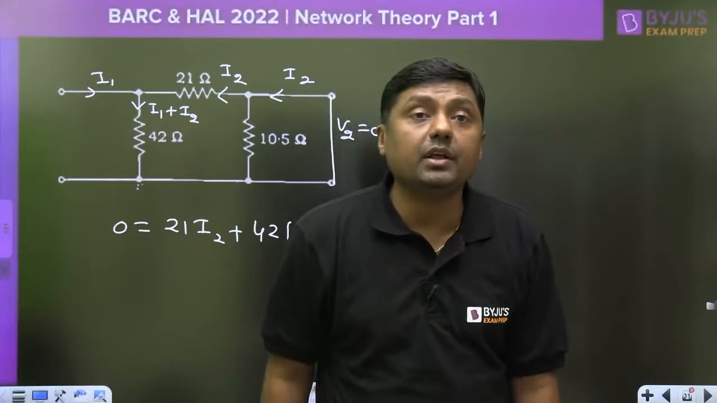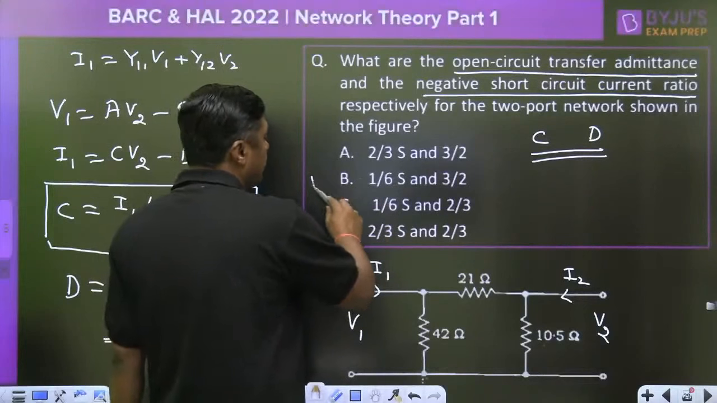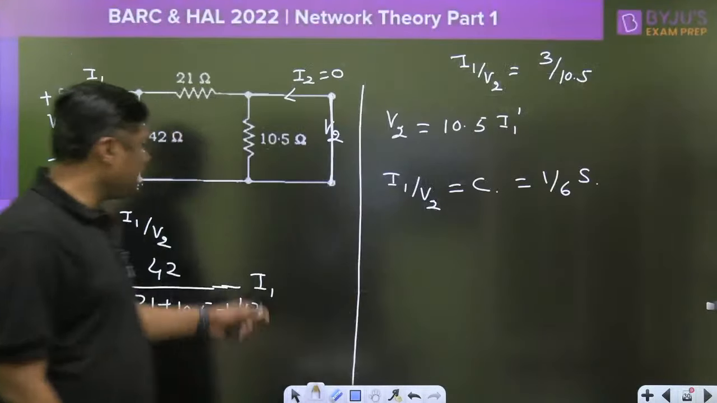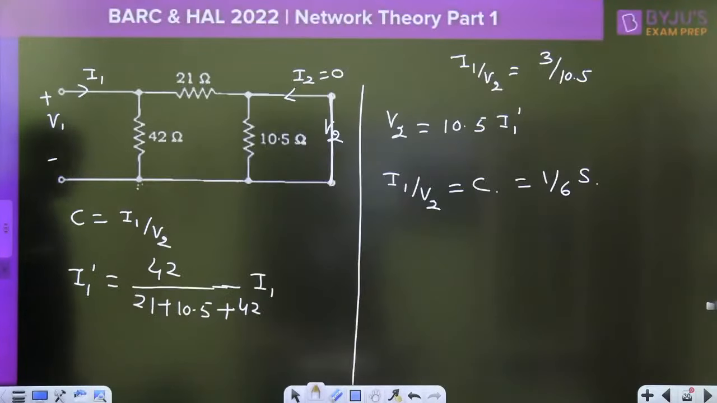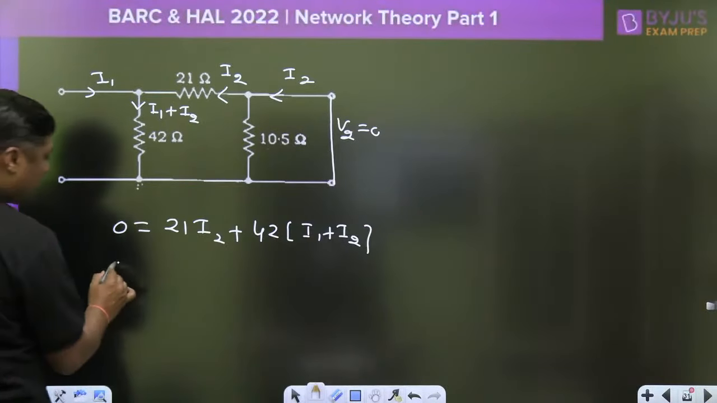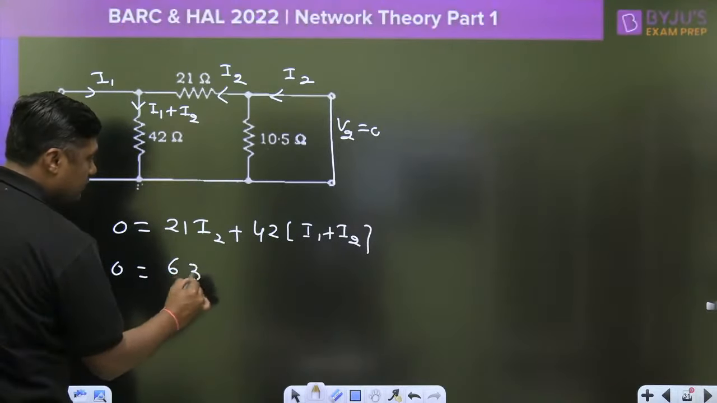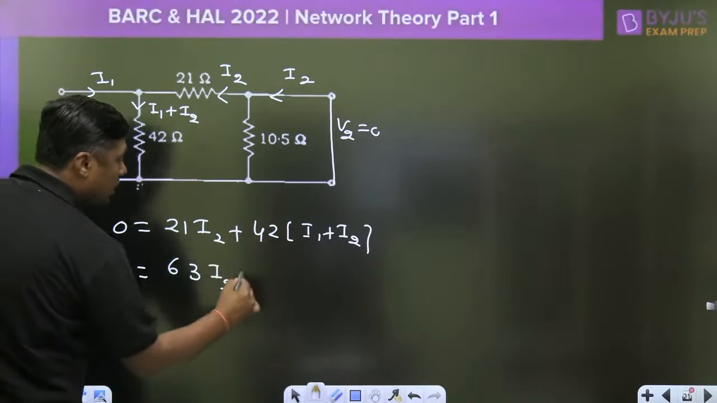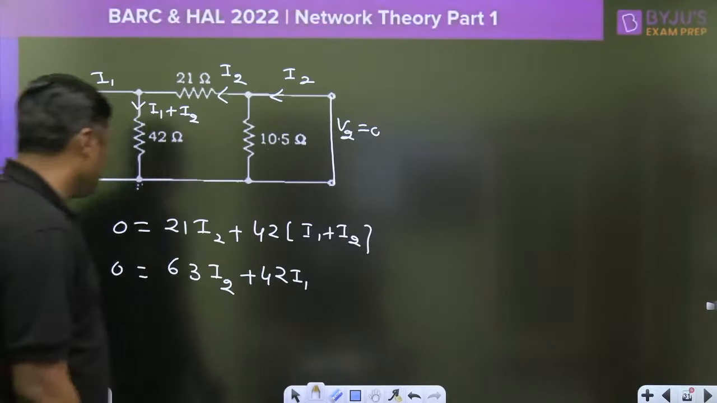So what is the answer here, my dear friends? C is the answer. No, C is not the answer. Please check the answer. You have to calculate minus I1 by I2. Minus I1 by I2. So this will become 0 equals 42 plus 63 I2, plus what? 42 I1.